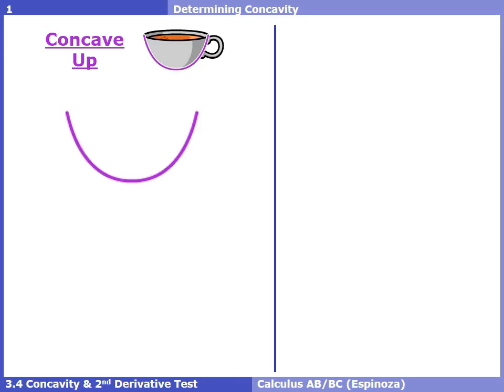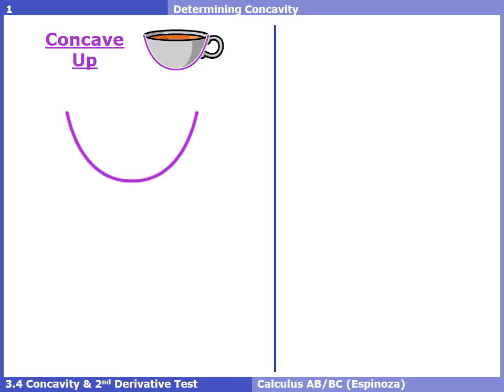And if the little picture of a teacup helps you remember that, concave up is a way you could describe being able to hold a liquid or something along those lines. So that shape that you see right there is concave up. But how can we get a more mathematical, calculus-based definition for showing a graph that has the shape of concave up?